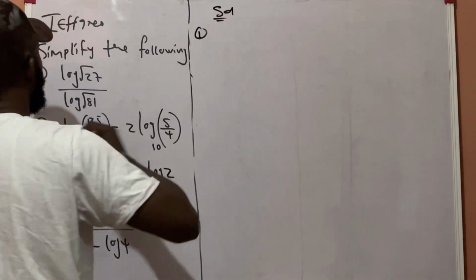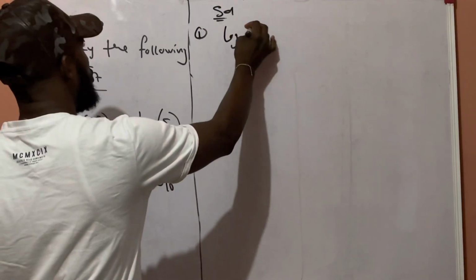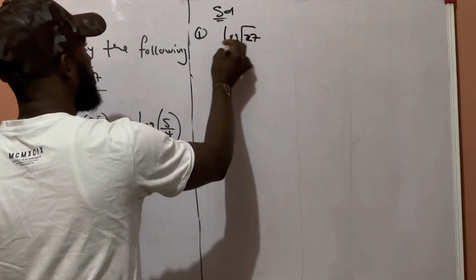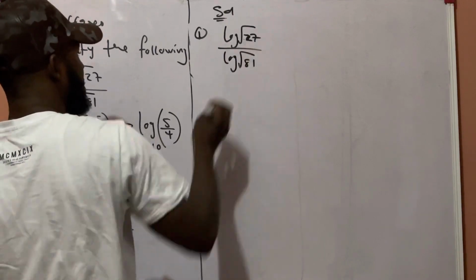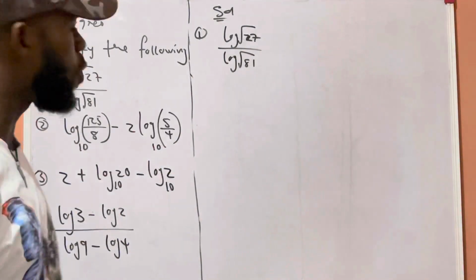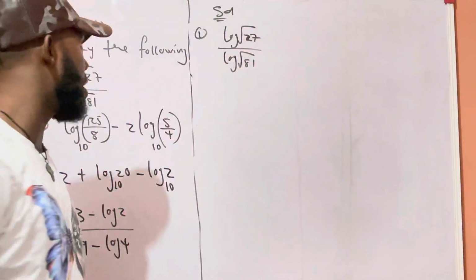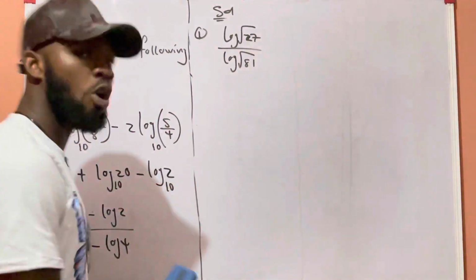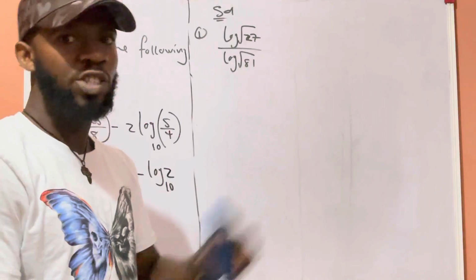Question number 1. Question number 1 says simplify log root 27 over log root 81. Now, when you are given a question like this to solve, either in an examination or in a textbook or wherever, how do you solve problems like this? The first thing you have to do when a log question is given to you is that you look at the base. Are the bases different or are they the same?